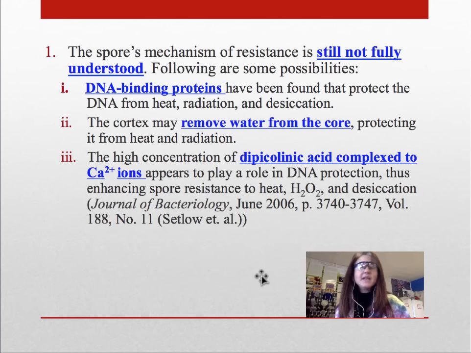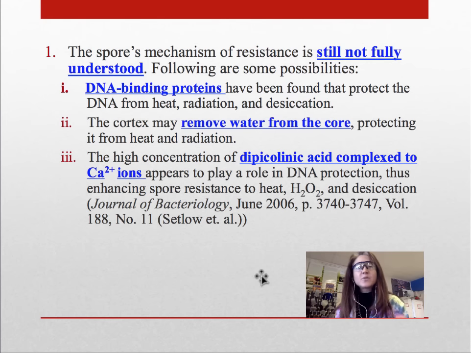So really, this mechanism is still being studied. But what we do understand is that deep in the core where the DNA resides, there are protective DNA binding proteins. These DNA binding proteins literally wrap around the DNA in a very protective way. They're like a coat, like the lab coat that we wear in the lab to help protect us from outside forces. So these coating proteins around the DNA do the same thing, protecting from heat, radiation, desiccation.